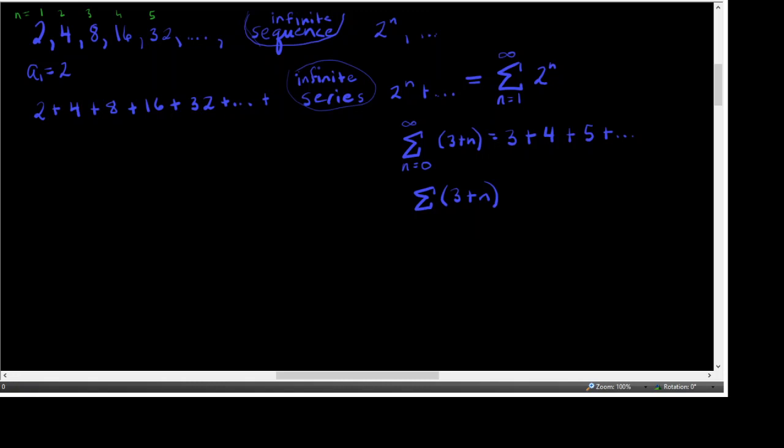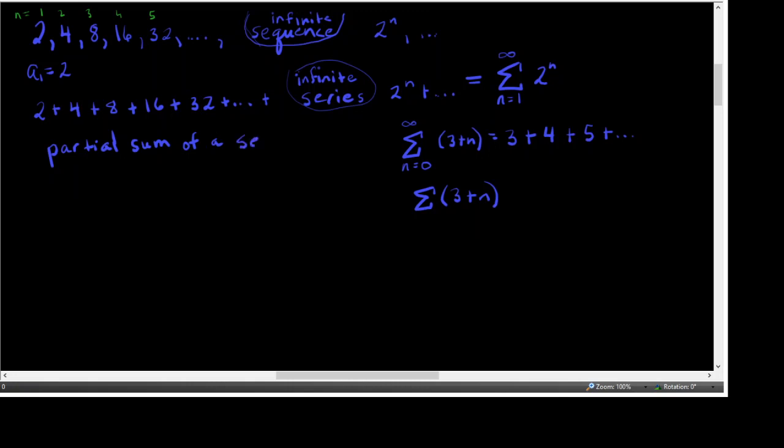So the next thing I want to talk about is something called a partial sum of a series. A partial sum is when you stop adding up at a particular place and report what you have for the sum of that part of the series.